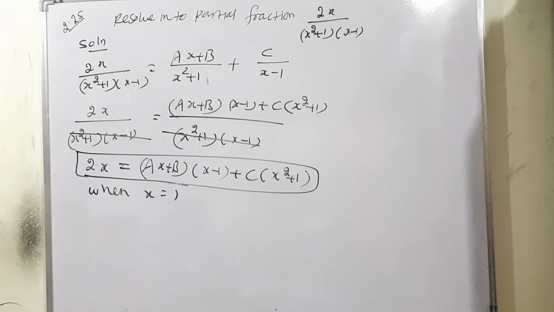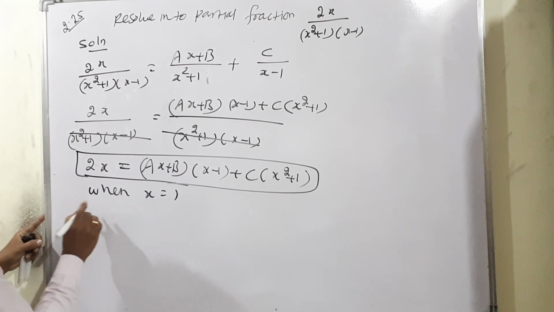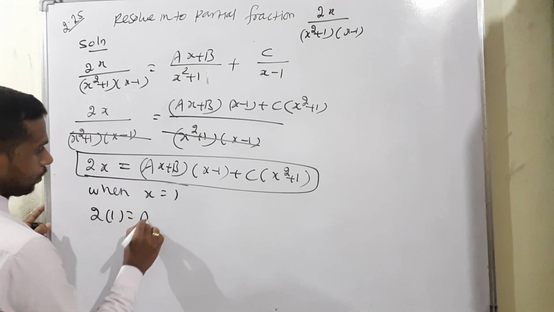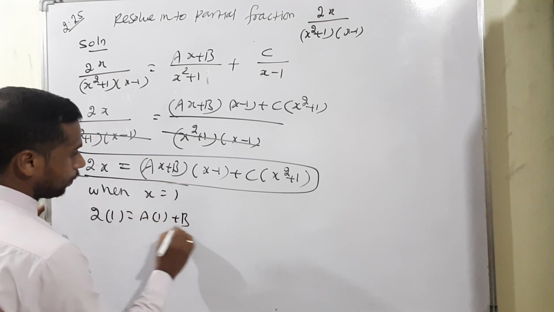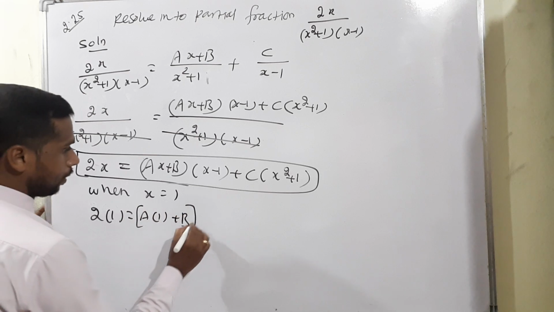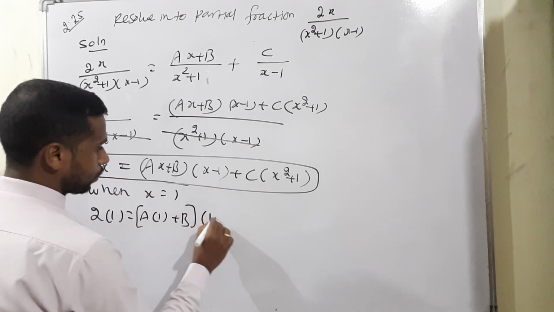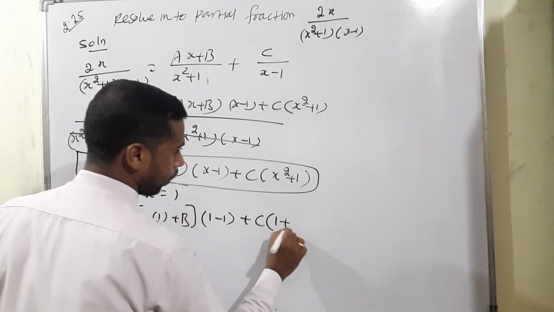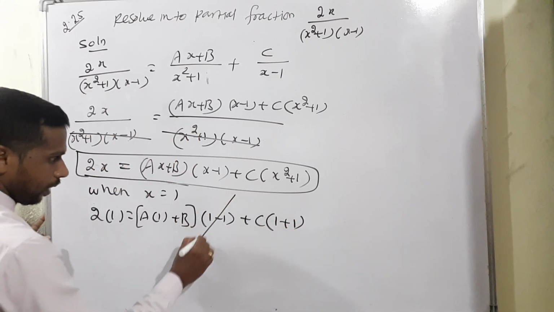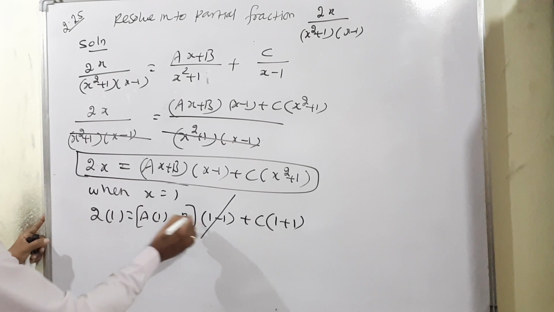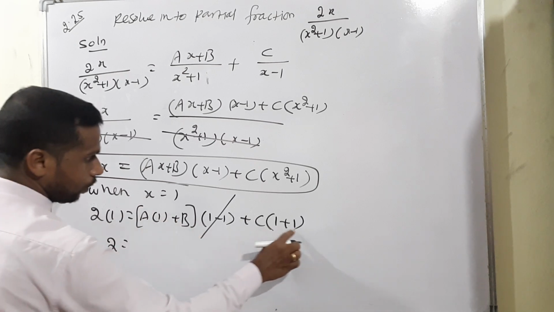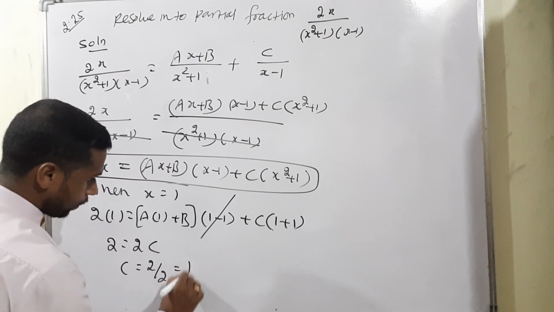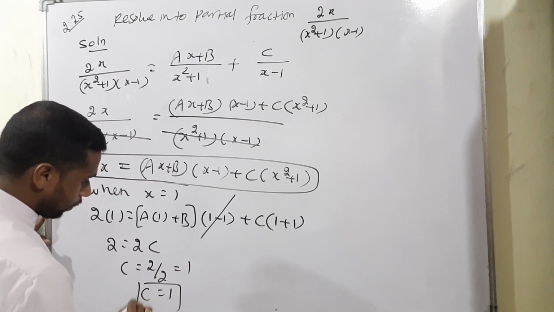So when x is equal to positive 1, what will happen? 2 into 1 is equal to a into 1 plus b, the next case x minus 1, so 1 minus 1, plus c into x square, which is 1, so 1 plus 1. This whole term will be 0, 0 into anything is completely 0. Therefore 2 is equal to 1 plus 1, 2c. Therefore c is equal to 2 divided by 2. The final one, c is equal to 1.